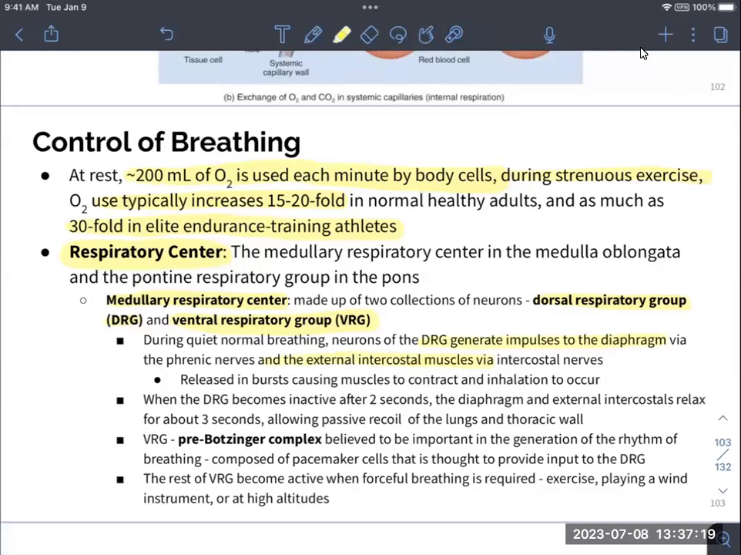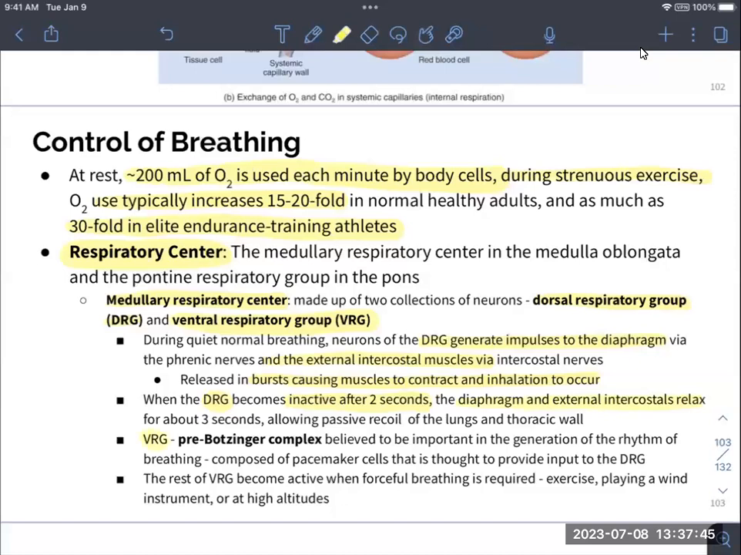It releases out these action potentials in bursts, which causes the muscles to contract and inhalation to occur. When this dorsal respiratory group becomes inactive, that diaphragm and those intercostal muscles will relax for about 3 seconds. That's what allows you to exhale.